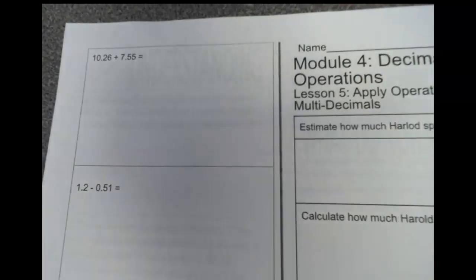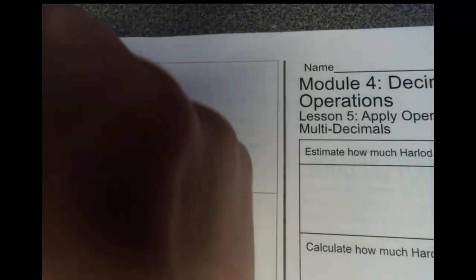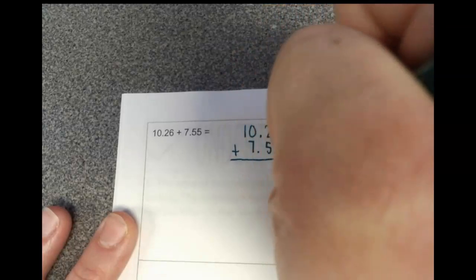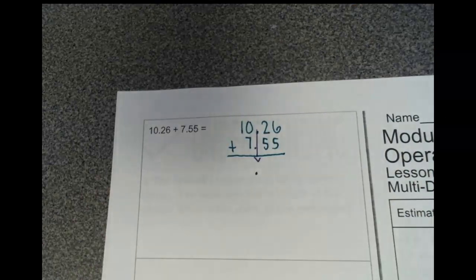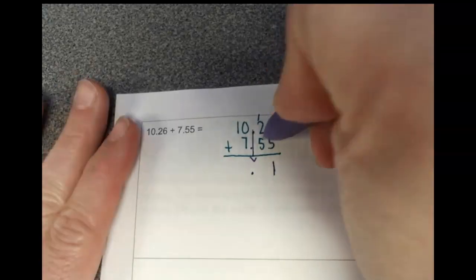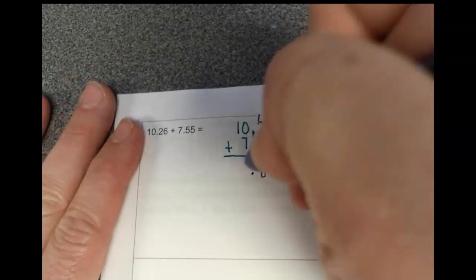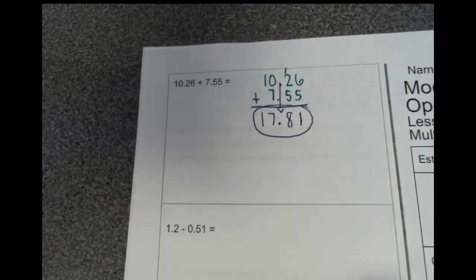We're going to start right up here in the first one. Let me zoom in a little bit and focus. Oh, there we go. So when we're adding or subtracting, we need to make sure we line up the decimals. So I have 10.26 plus 7.55. My decimals are lined up. I'm going to go ahead and move my decimal down so I don't forget it. And now I'm just going to add like normal. 6 plus 5 is 11. So I put down my 1 and I carry. 5, 6, 7, 8. You get 17.81. At this point, if you're not doing it with me, you can check your answer on a calculator.